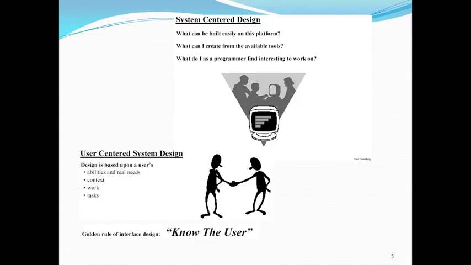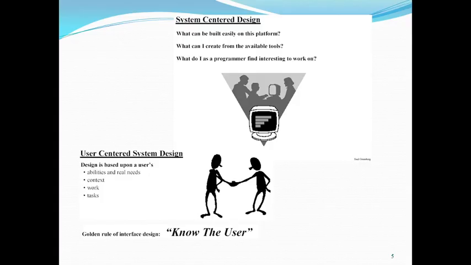So you can see in this diagram on the top it is saying system centered design. What can be built easily on this platform is what system design concerns, we can say. What can I create from the available tools, and what do I as a programmer find interesting to work on. So this is what we call system centered design.